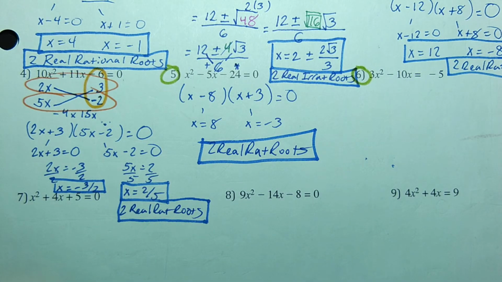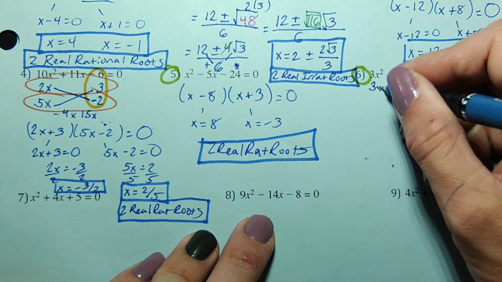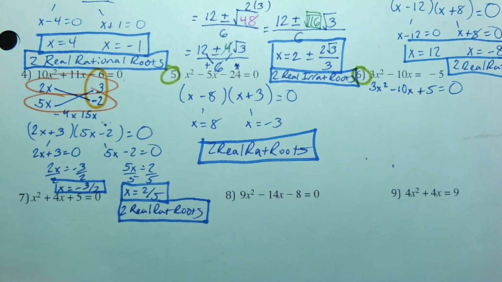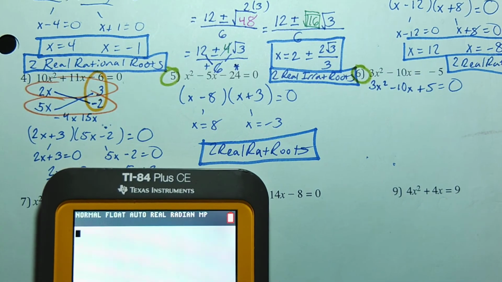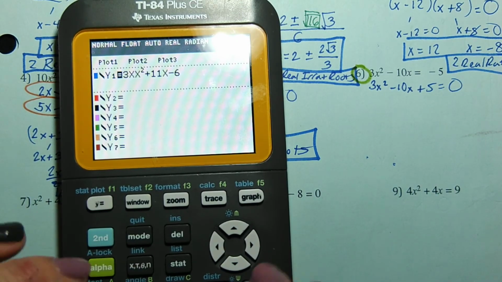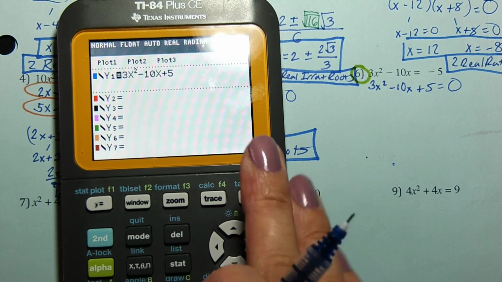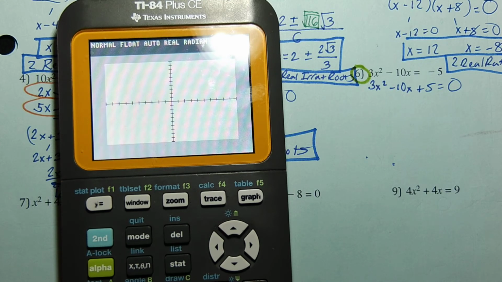Now on number 6, it's not in standard form, so let's go ahead and put it in standard form. 3x squared minus 10x plus 5 equals 0. And when I type this in on my calculator, 3x squared minus 10x plus 5. Ooh, the intercepts are not exact, and it doesn't look like it's a friendly fraction like 1/2 or something. So this is one where I probably wouldn't mess around with the X method. I would probably go straight to the quadratic formula.